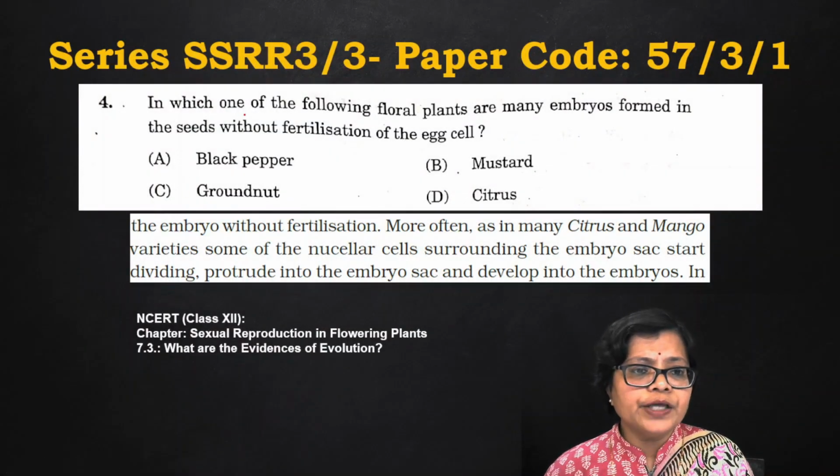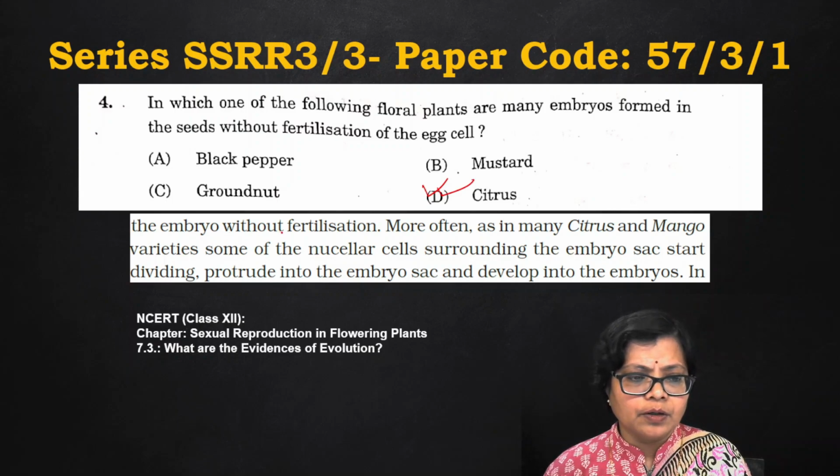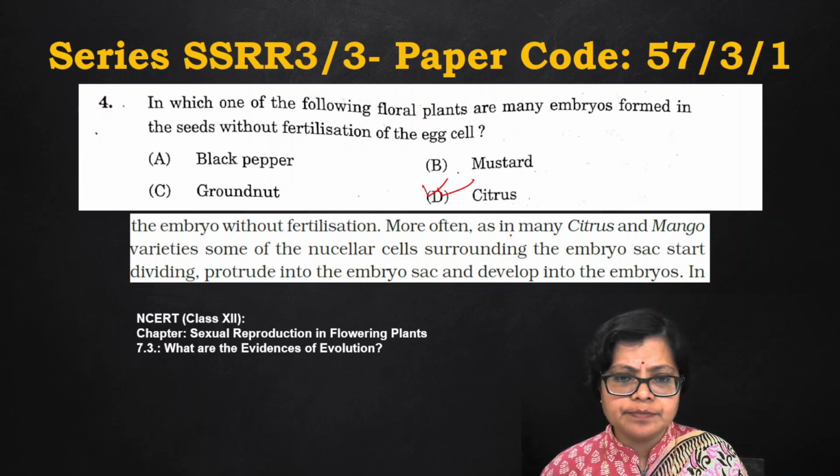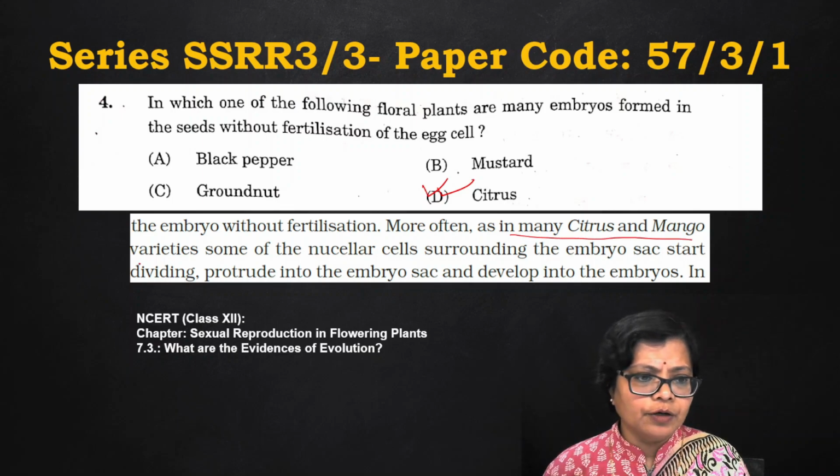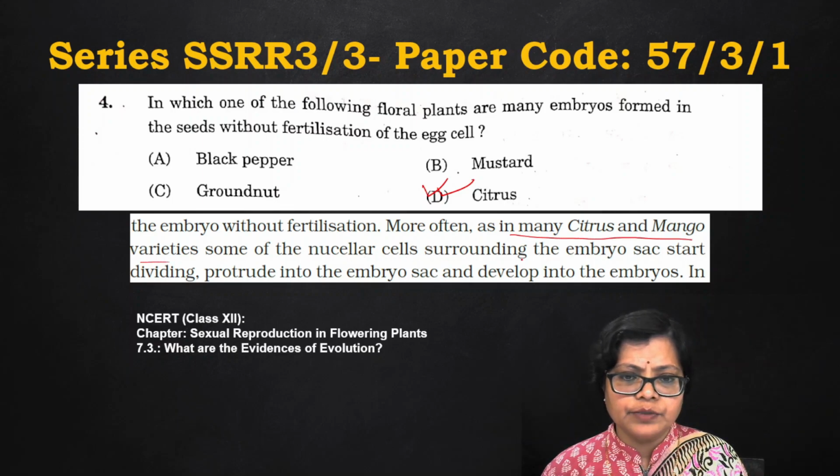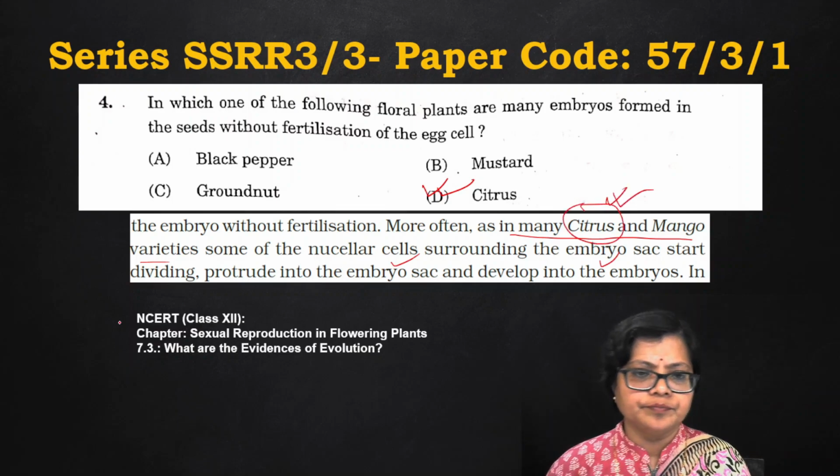Next, in which one of the following flowering plants are many embryos formed in the seeds without fertilization of the egg cell? Black pepper, mustard, groundnut, citrus. So the correct answer will be citrus. See what is written in the NCERT book: more often, as in citrus and mango varieties, some of the nucellar cells surrounding the embryo sac start dividing, protrude into the embryo sac and develop into embryos. So that is from the NCERT book question.